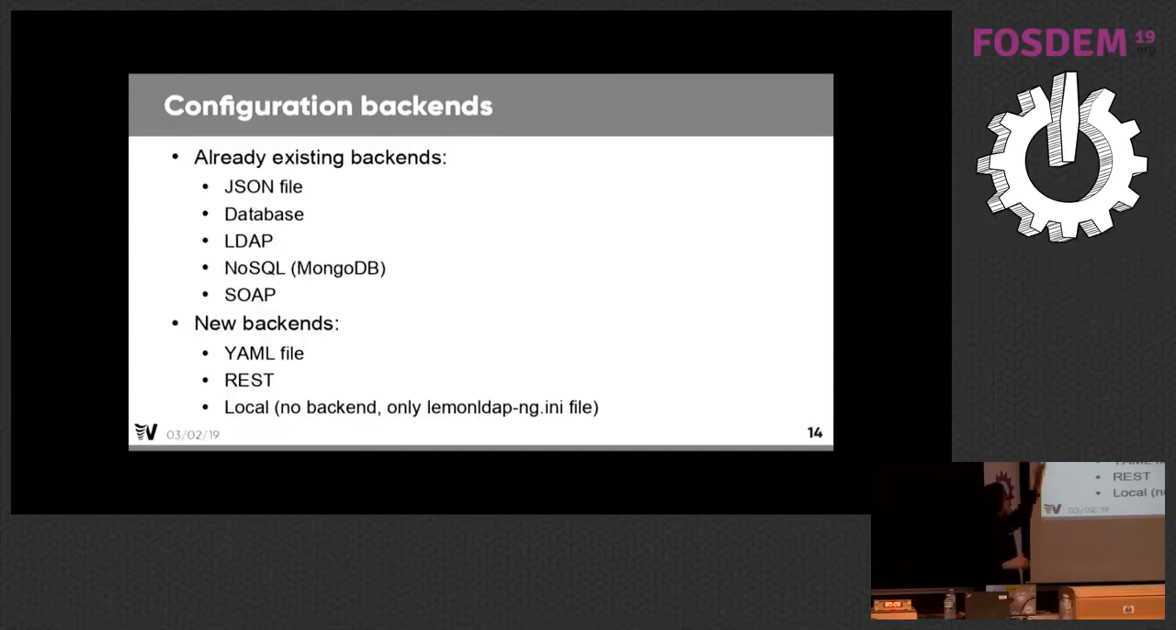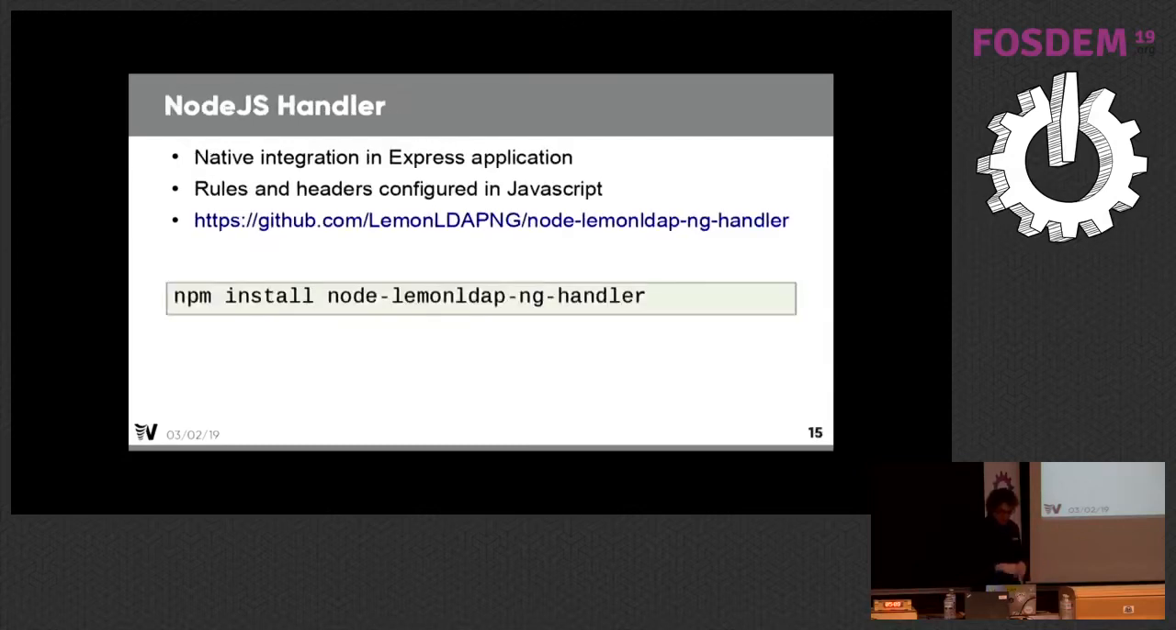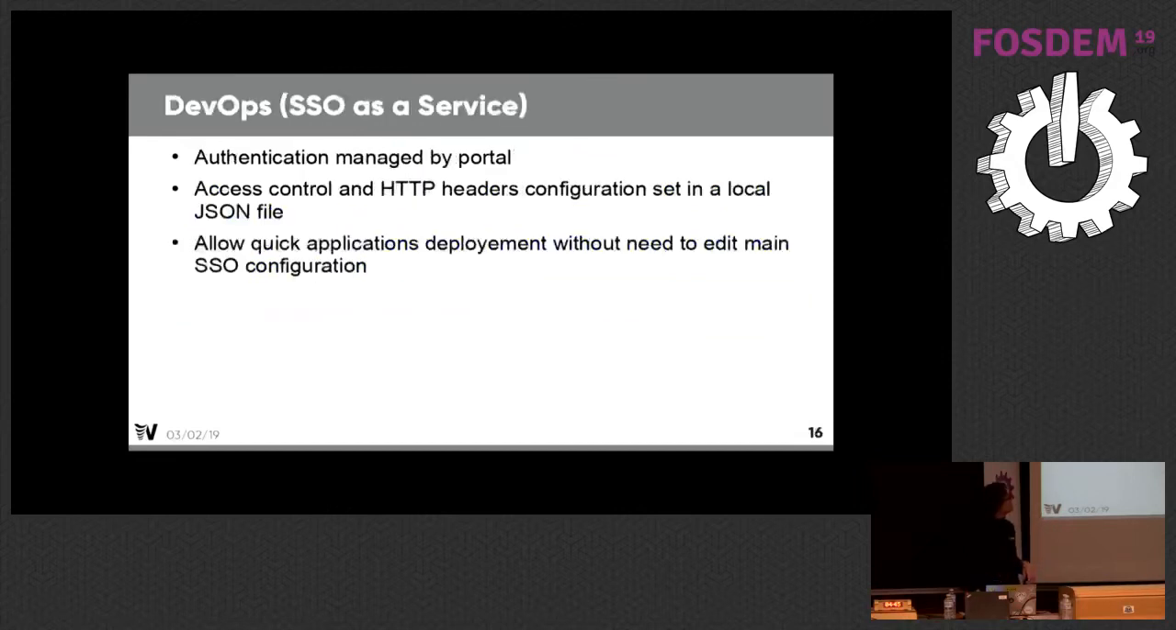With configuration backends, you see that we were able to store it in files and database, etc. We now use new backends like YAML file or REST, etc. For people that are doing JavaScript or Node, there is a native handler, a native authentication agent for Node.js. Because I didn't say it, but all the product is written in Perl, so all people are not aware of the Perl language. So you can also use a native JavaScript client.